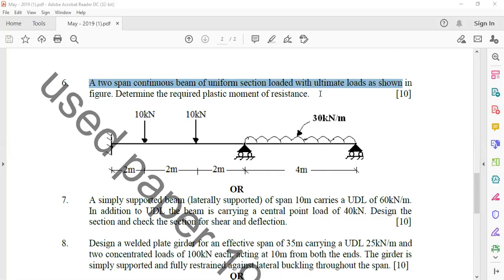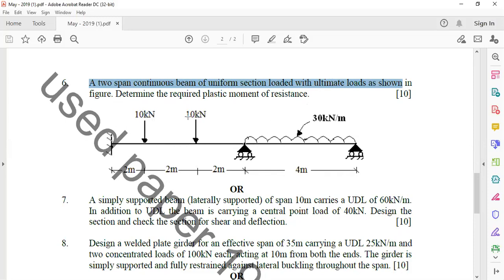Okay, greetings to everyone. So today's class we are going to discuss the problem related to plastic analysis. Today we will solve this university question. A two-span continuous beam of uniform section is loaded with ultimate loads as shown in the figure. Determine the required plastic moment of resistance.